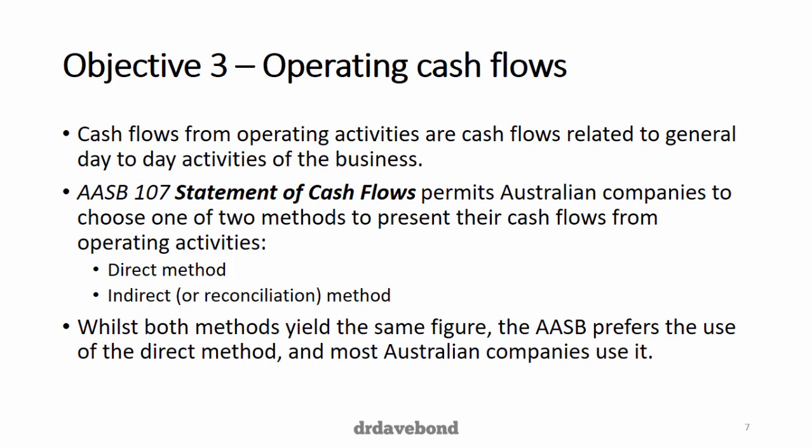If they choose the direct method, they have to provide an indirect reconciliation in the notes to the accounts. On the other hand, if they choose the indirect method to begin with, they do not need to provide the direct method in the notes. So in a way, they have to do both, or they just do the indirect method.